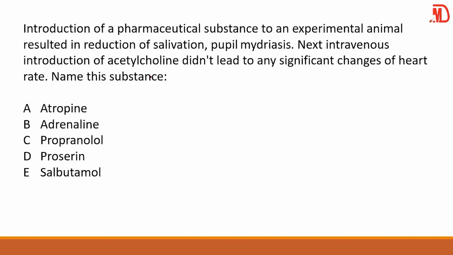We have an introduction of a pharmaceutical substance in an experimental animal, which resulted in reduction of salivation and pupil mydriasis. Guys, look at this. They said intravenous introduction of acetylcholine did not lead to any significant changes of the heart. What substance is it? We made mention just a few minutes ago that atropine blocks the acetylcholine response. And that is why if you use atropine, acetylcholine still will not work. So again, atropine is what? It's an antimuscarinic agent.